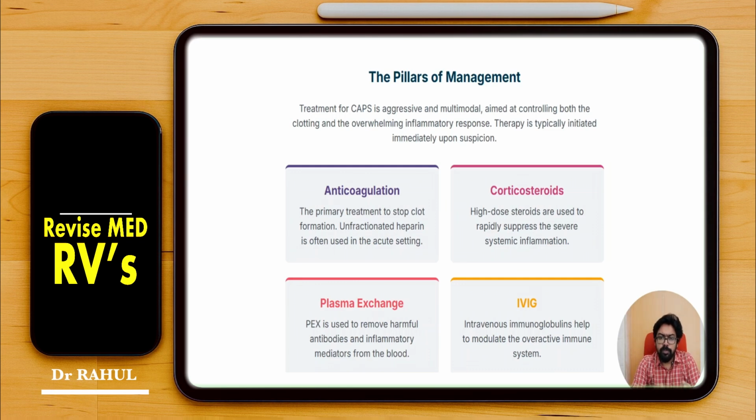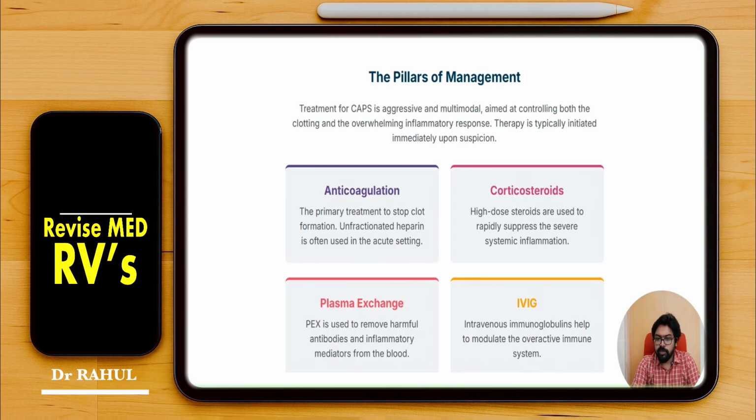The therapy should be initiated immediately upon suspicion, and the pillars of this treatment include anticoagulation, because we have to stop the ongoing clot formation, that is, the thrombotic storm should be stopped. And the treatment of choice for this anticoagulation is unfractionated heparin.